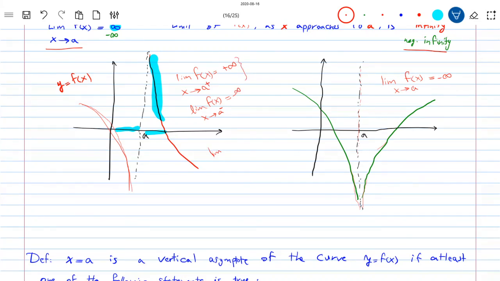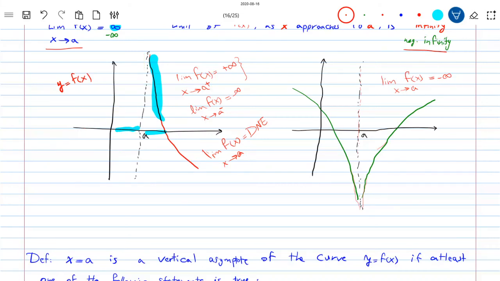So the limit of f of x as x approaches a, if we get close to a, what do I have? I have positive infinity and negative infinity. They do not match, so I can say the limit does not exist. These two do not converge to a specific value. They go in different directions. But for our original case, these two curves were matching up, so that's why we had positive infinity. They both go toward positive infinity.